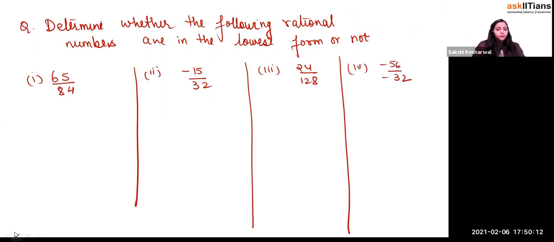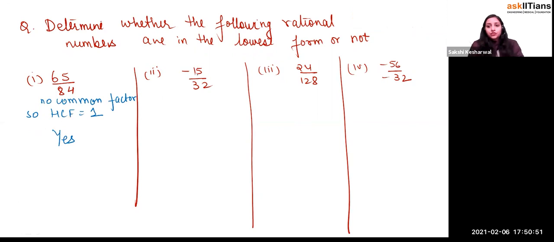Just check over here, beta. If you give a close observation, 65 and 84: 65 is divisible by 13 and 5. So I don't think there is any common factor. The HCF between both numbers is 1. So there is no common factor, the HCF is 1. So yes, it is in the lowest form.